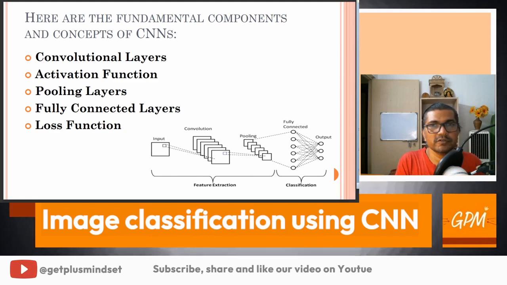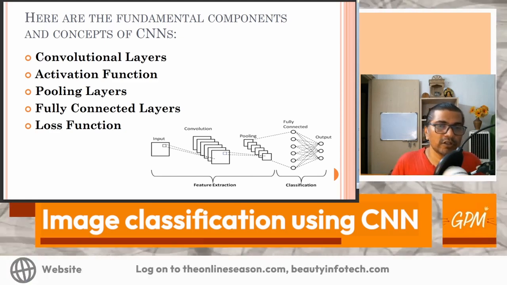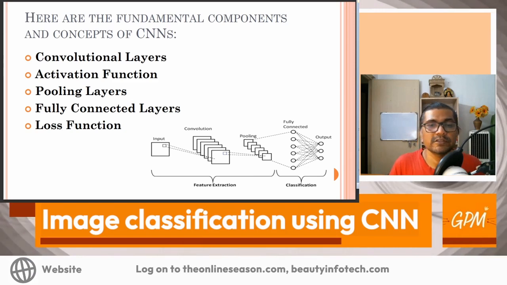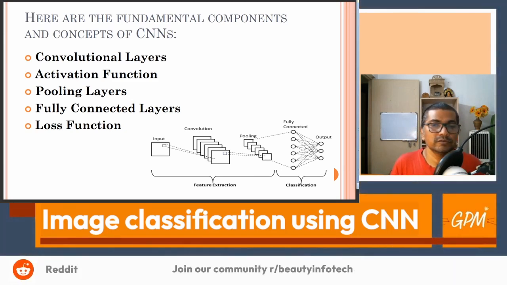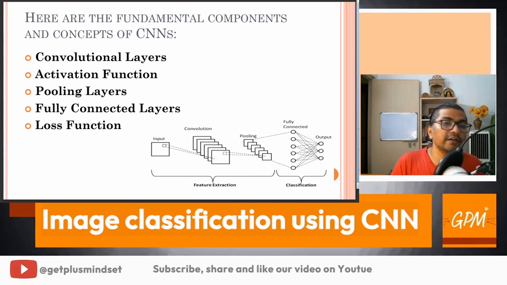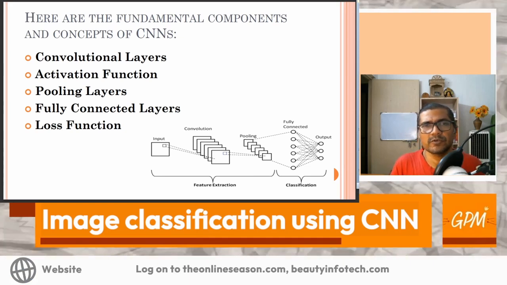The activation function is a very important concept in deep learning. After each convolutional operation, an activation function is applied element-wise to introduce non-linearity in the network. There are different types of activation functions available, and some are commonly used.